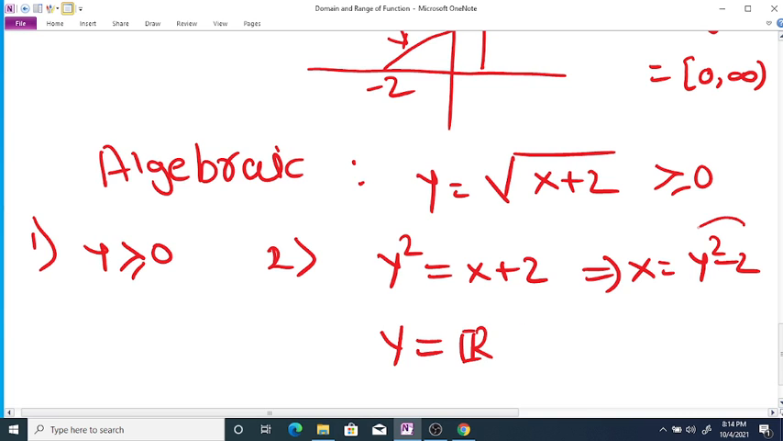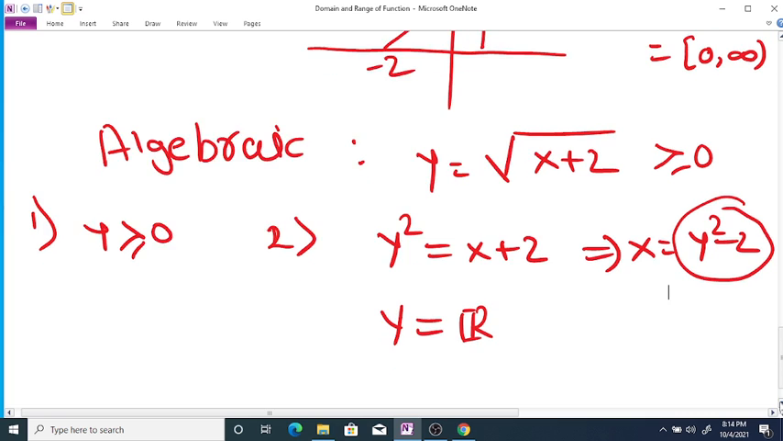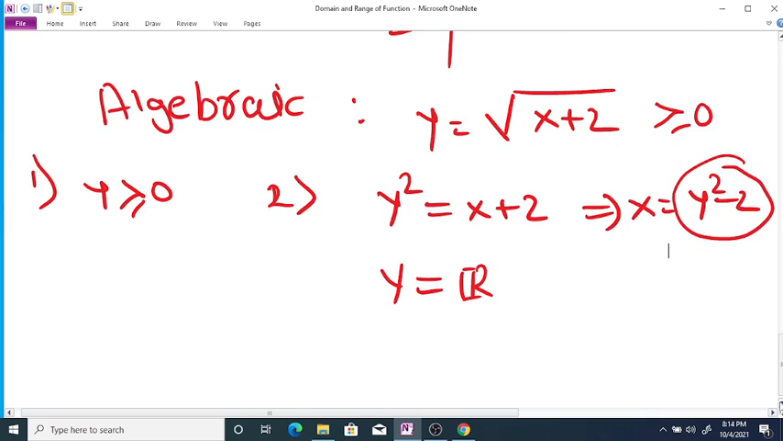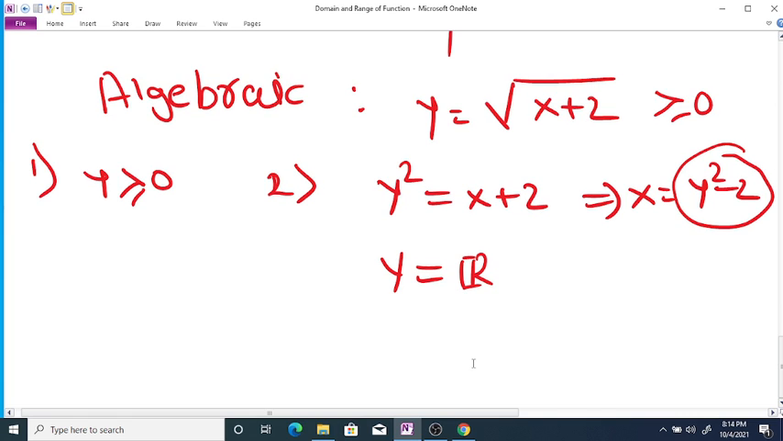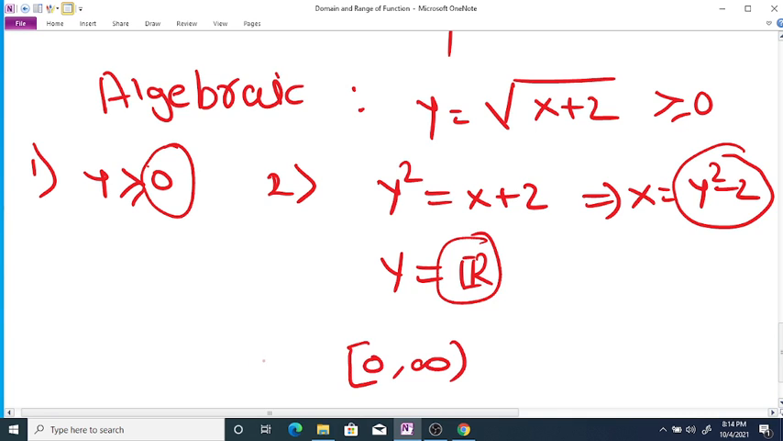This function is defined for every real number, and therefore the second solution is y belongs to R. So one solution is the real line and the second solution is greater than or equal to 0, and therefore if you take the intersection of these two solutions, then you will get the range of the given function is equal to 0 to infinity. Thank you.